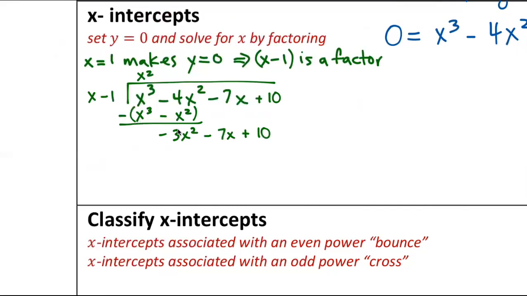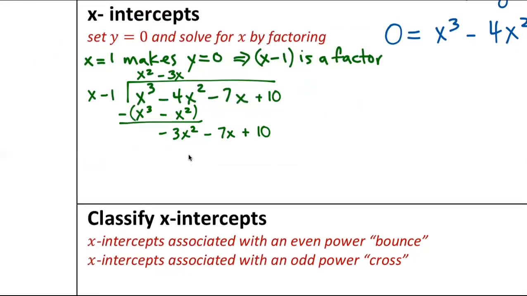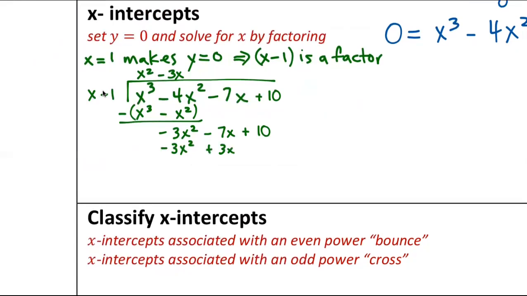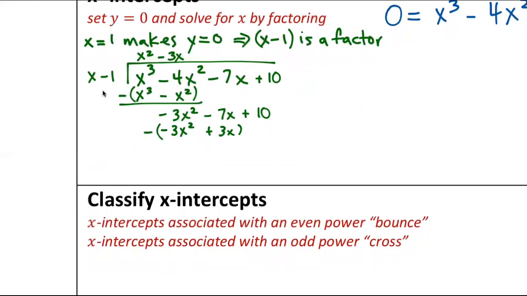Okay, then we're going to do this all over again. So we're going to take minus 3x squared, divide it by x. That gives me minus 3x. Then we multiply. Minus 3x times x gives me minus 3x squared, just like we thought it would. And then minus 3x times minus 1 makes this plus 3x. Then we'll do the subtraction. Minus 3x squared minus 3x squared gives me nothing, which is good. And minus 7x minus positive 3x is minus 7 minus 3, which gives me minus 10.